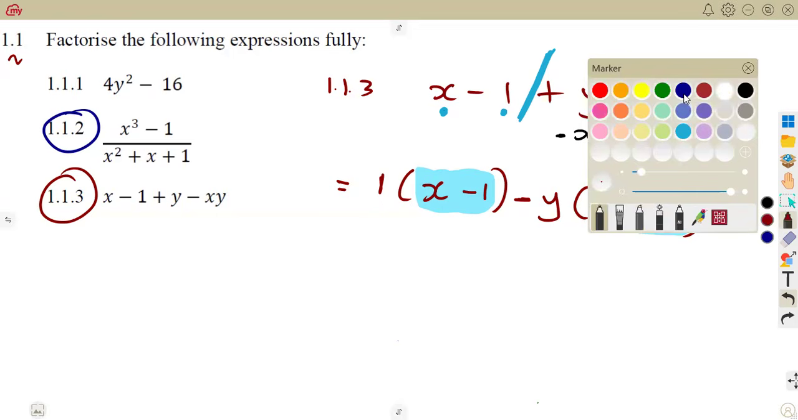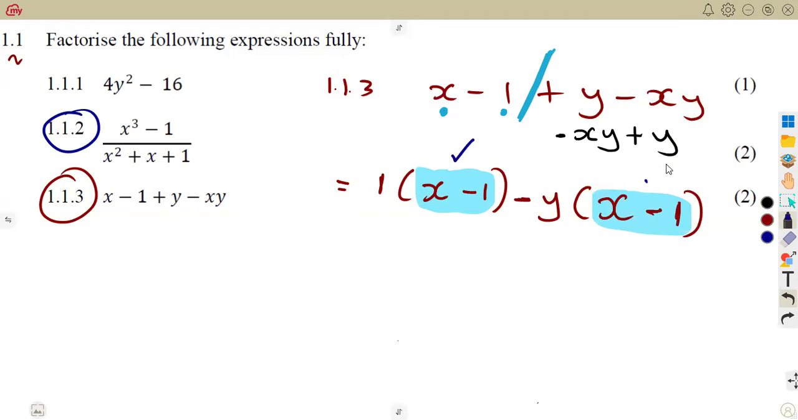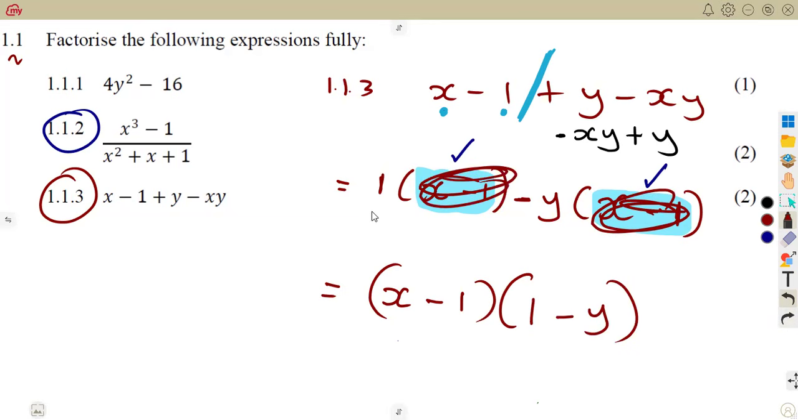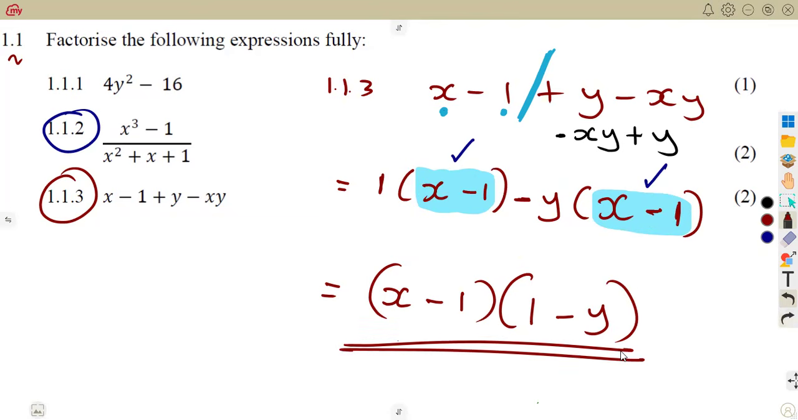And I said once you see this, you factor out that which is common. You bracket it out like this. You factor it out. What are you going to remain with? If you take this one out, you're going to remain with a 1. And here we are going to remain with minus y in another bracket. That's it. We have removed the part of x minus 1. So you remain with 1 minus y. It's a bracket that you're creating. Just like that, you're done.